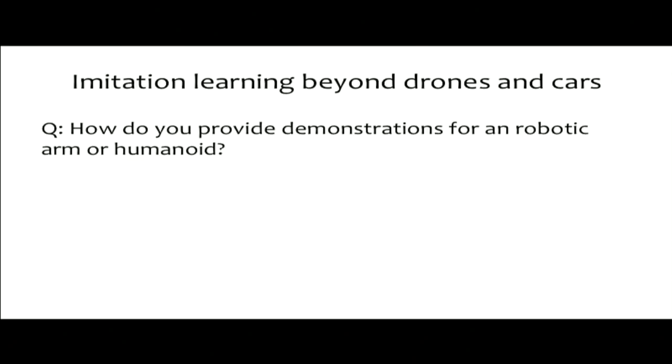But if the system is a robotic arm or a humanoid robot, it can be much harder to provide demonstrations for because the system has a lot more degrees of freedom, and trying to do some sort of remote control operation doesn't really make a lot of sense. So a question for you all: what ideas do you have for how you would provide demonstrations to a robotic arm or to a humanoid robot? Any thoughts?